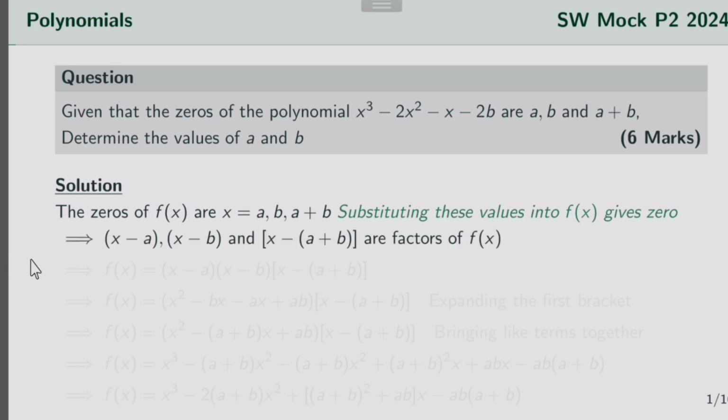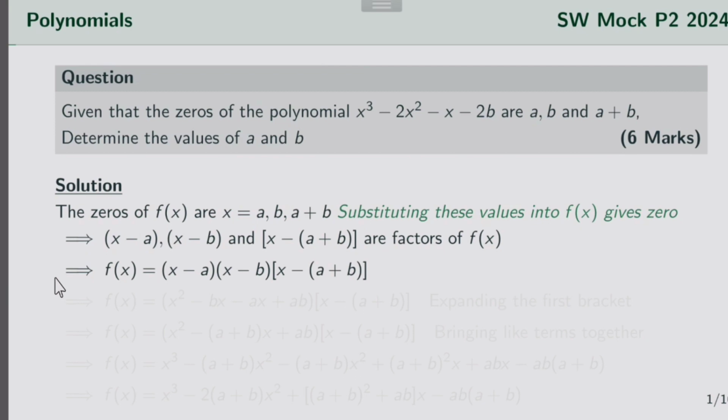Now, what else does that tell us? It tells us that if a, b, and a plus b are the zeros of the function, then x minus a, x minus b, and x minus (a plus b) are factors of that polynomial. So these terms would divide the polynomial without a remainder. And since the degree of this polynomial is 3, if I multiply out these linear terms, I will have the same degree, which is 3.